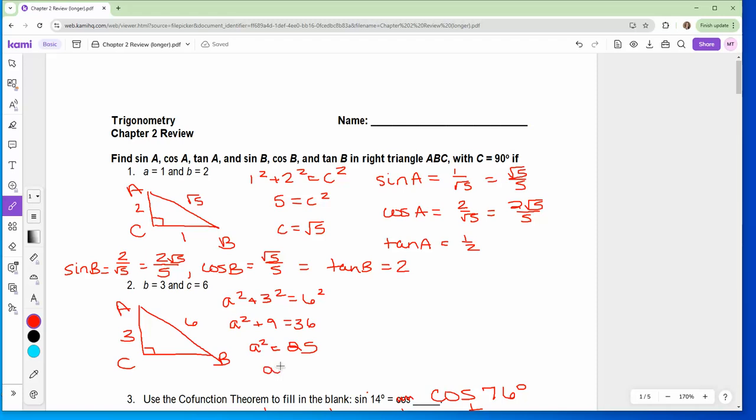So A is 5. Oh, what did I do? Yeah, because I subtracted 11 and not 9. About 27. And if you do the square root, that can break into 9 and 3, so 3 radical 3. So, sine of A, opposite, 3 radical 3 over hypotenuse, is radical 3 over 2.